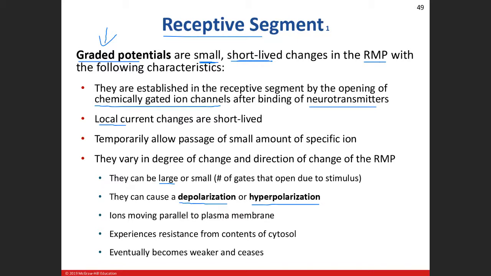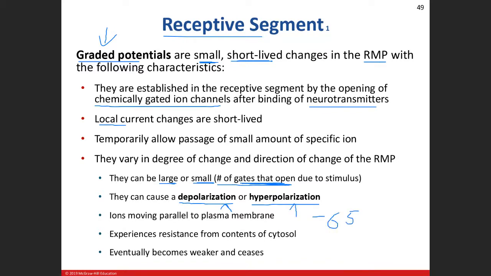So these graded potentials can be relatively large, and it all has to do with the number of gates that we open up. The more gates we open up, the larger the graded potential. The fewer gates we open up, the smaller the graded potential is going to be. Certain graded potentials are going to depolarize the cell. What does that mean? The inside of the cell, the resting membrane potential, which is -70, you're going to make more positive. So we're going to take it to maybe -65.